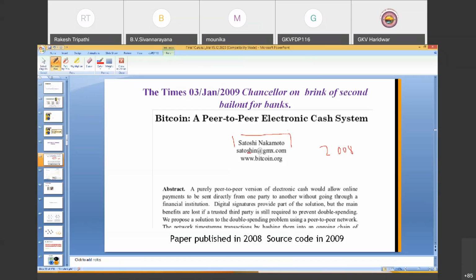This paper was published in 2008 when there was a huge financial crisis. All banks collapsed, Lehman Bank collapsed, and so in the first block added into the blockchain, he wrote in the text field: a chancellor on the brink of second bailout for banks. People were very angry and were thinking of some alternative, as there was huge reliance on the banking system. So this paper was published in 2008, its source code was available in January 2009, and the first transaction was made on 3rd January 2009.